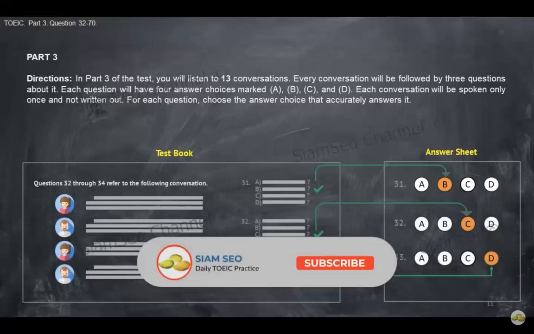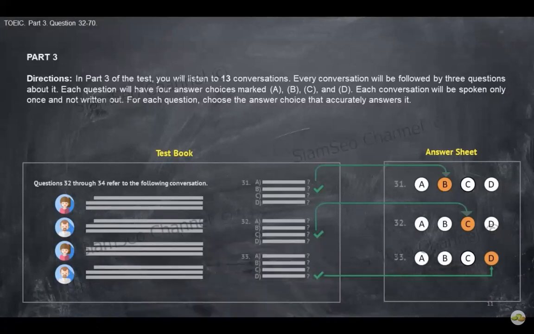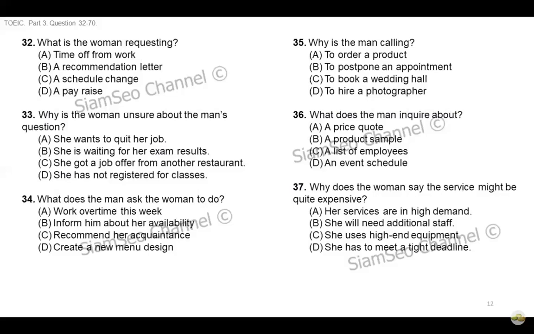Will be followed by 3 questions about it. Each question will have 4 answer choices marked A, B, C, and D. Each conversation will be spoken only once and not written out. For each question, choose the answer choice that accurately answers it. Questions 32 through 34 refer to the following conversation.